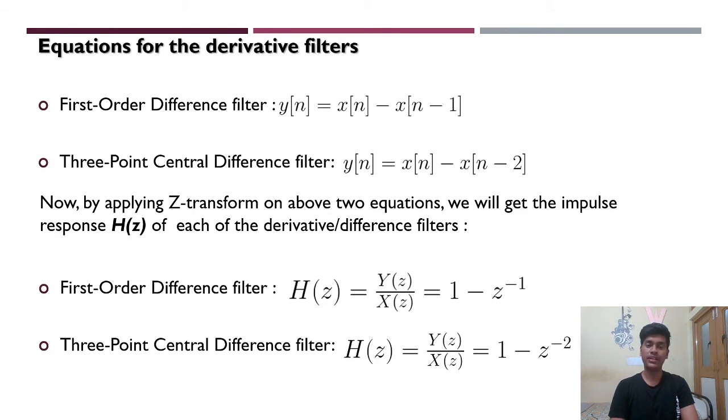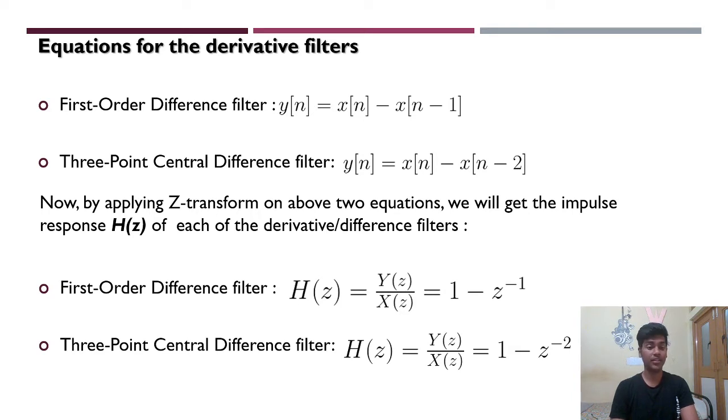So now we have the equations of the two derivative filters we discussed in the previous slide. The first order difference filter, as we said, the output depends on the current input and the previous input. So we have y of n equal to x of n minus x of n minus 1. In case of the 3-point central difference filter, we had mentioned that the output depends on the current input and the penultimate input. So we have y of n equal to x of n minus x of n minus 2.